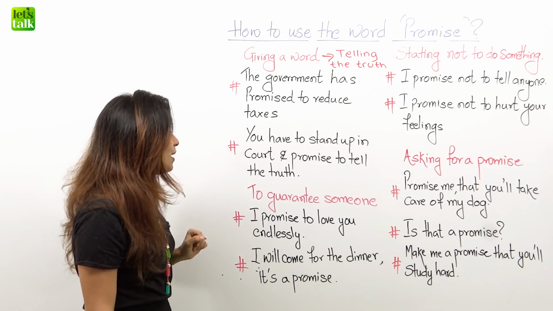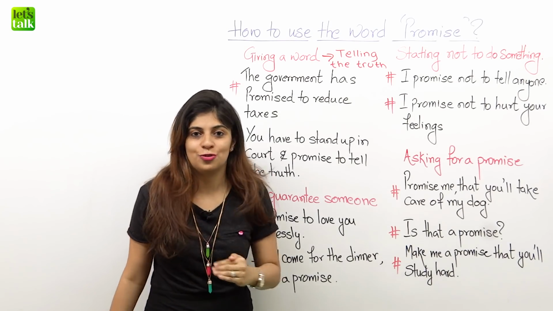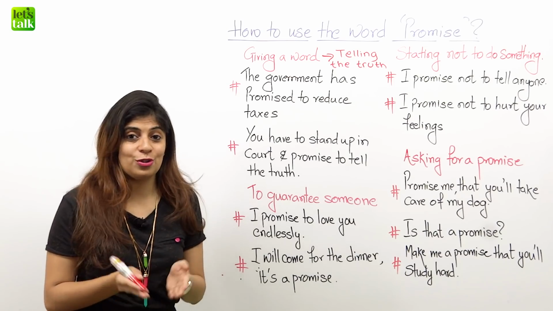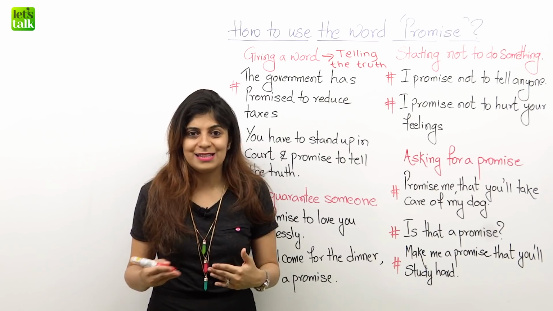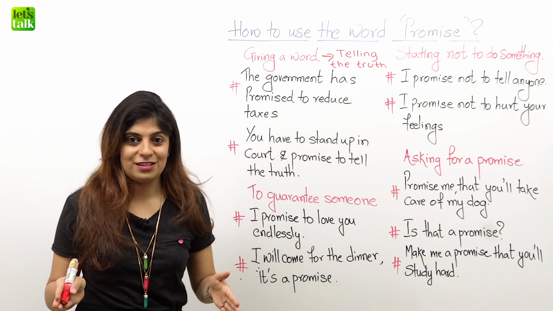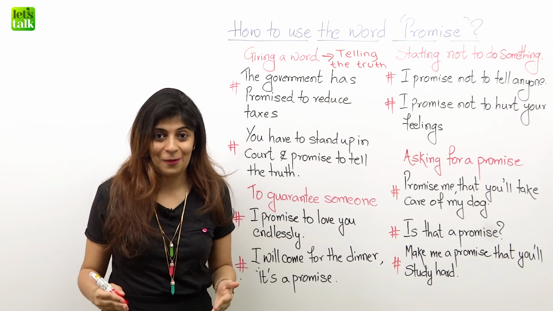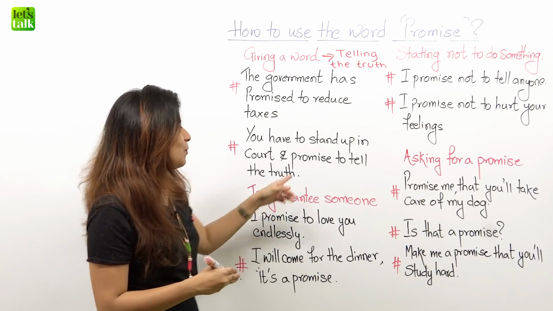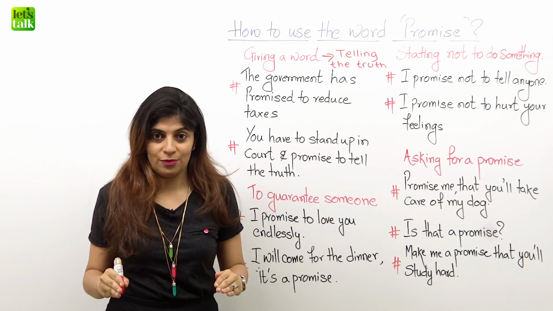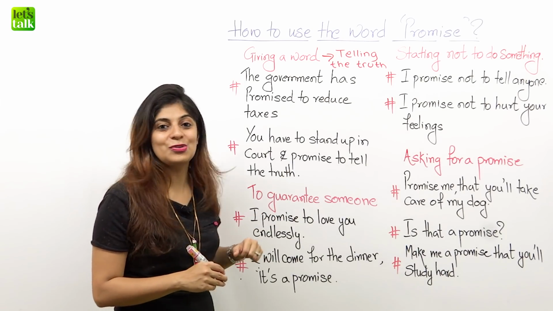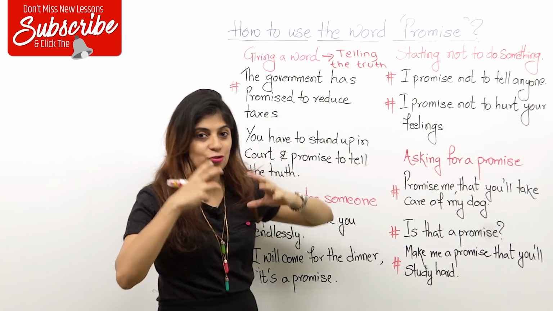Another example for you is, you have to stand up in court and promise to tell the truth. Of course, when you go to the court for something really important, you cannot really lie. It's important for you to give your word. To say whatever you're saying has to be the truth, okay? So that's when you use the word promise. Like, whatever I say, I promise is going to be the truth, okay? That's when you use the word promise. So this is one way when you are giving a word, when you're telling the truth.